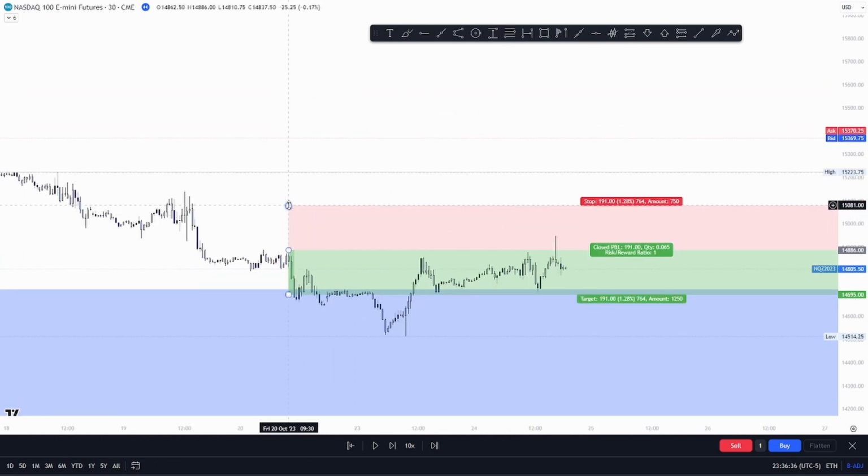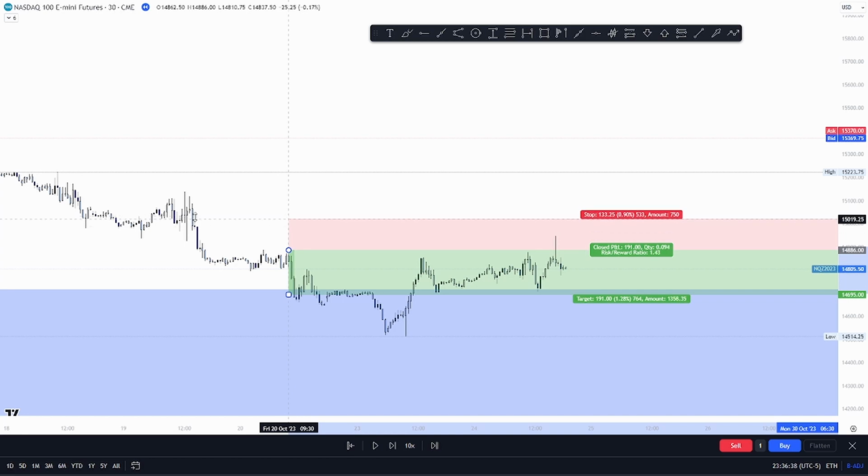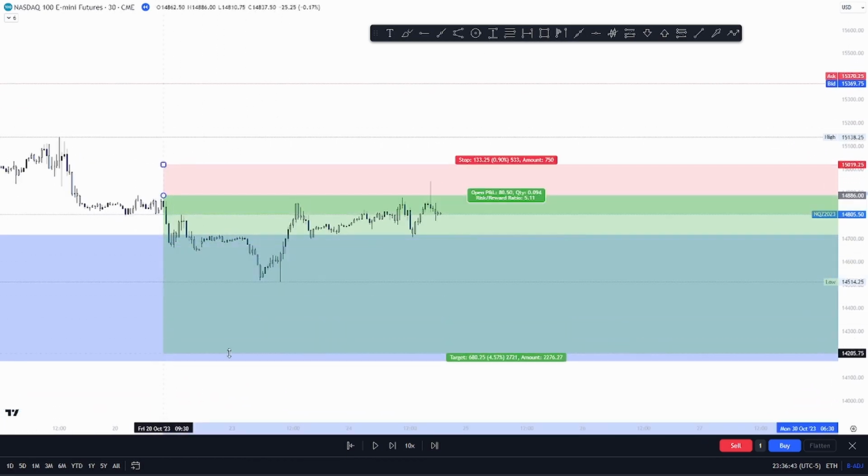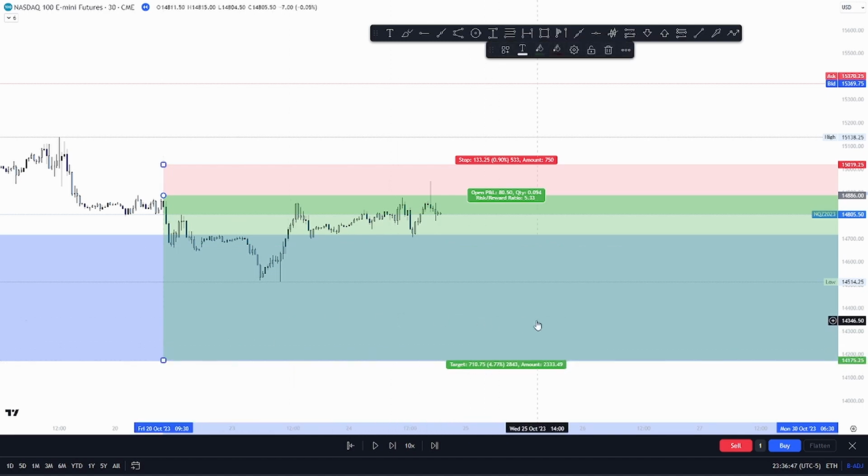Now for your stop loss, I would personally put my stop loss at this 30-minute equilibrium block and look to target the bottom of the range here. So currently this is a 5.33 risk to reward. If you ask me, anything above a 2 to 1 risk to reward is a 10 out of 10 trade to take.